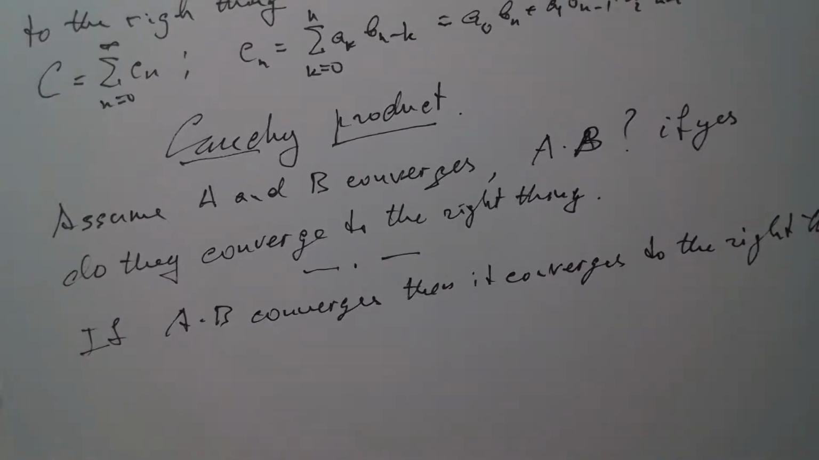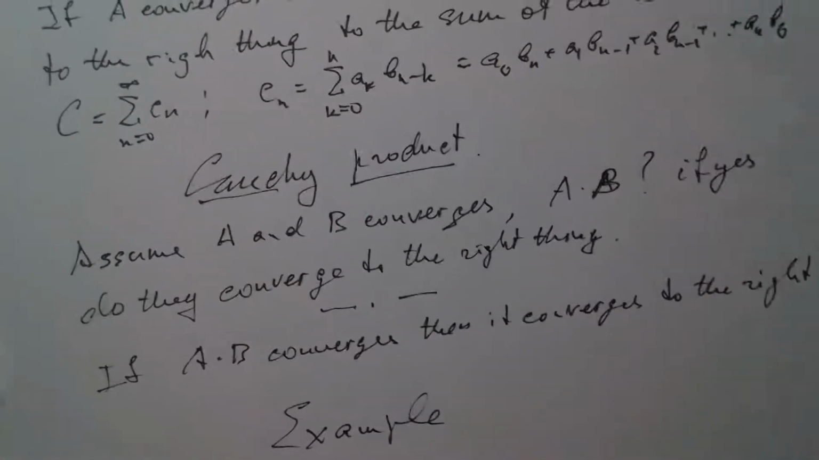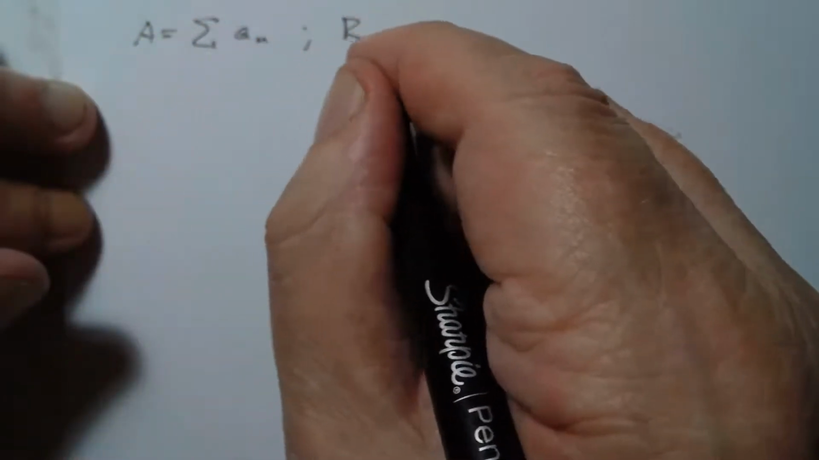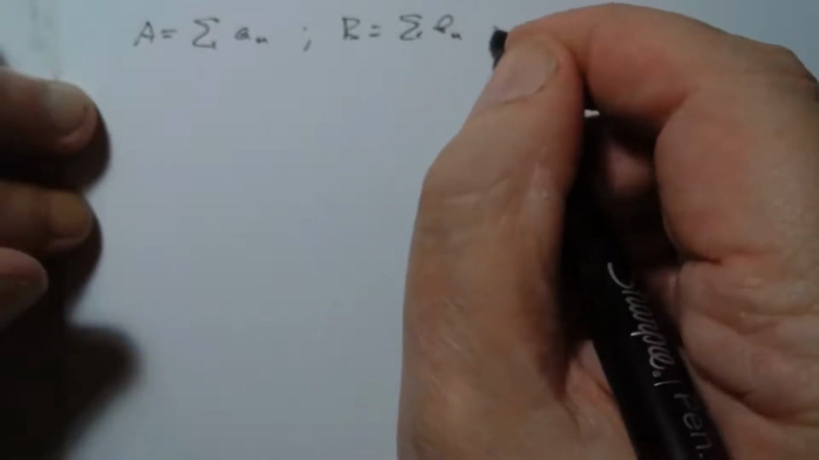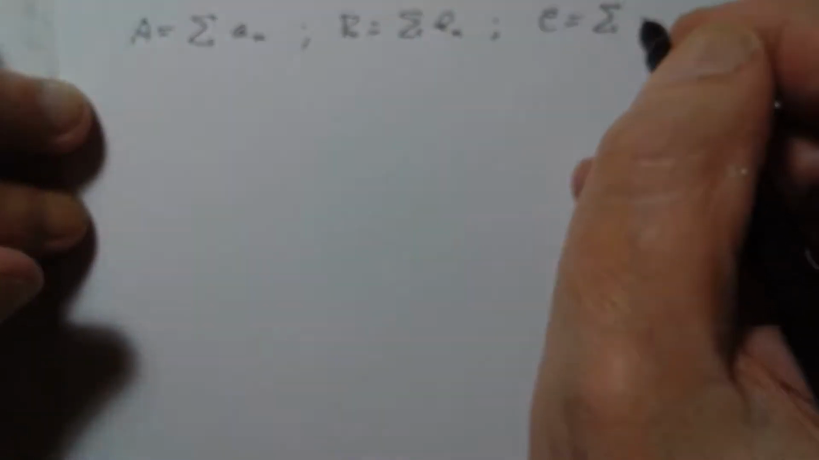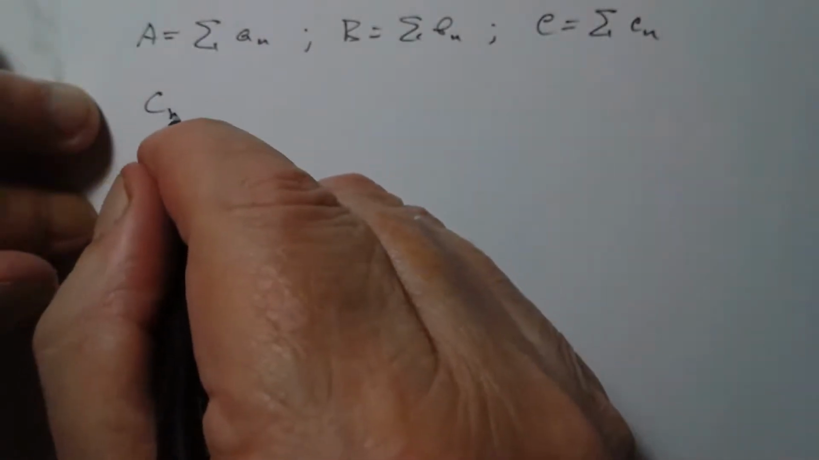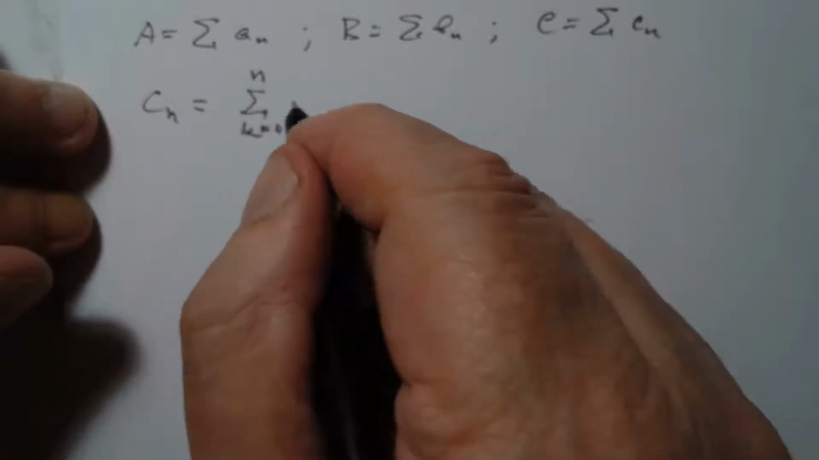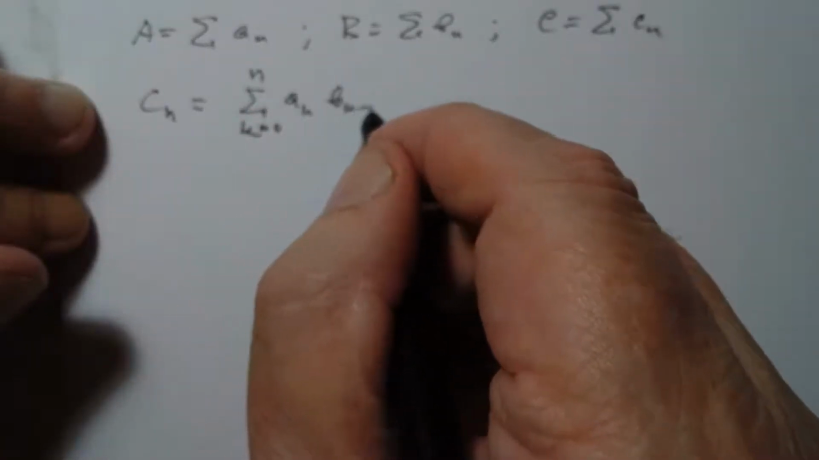Okay, so let's deal with an example. And here is an example. I'm trying to see if you can see me. So again, I have A, which is a sum of An, and B, which is a sum of Bn, and then I have C, which is a sum of Cn, where Cn is equal to the sum, it's a finite sum, k from 0 to n of Ak Bn minus k.